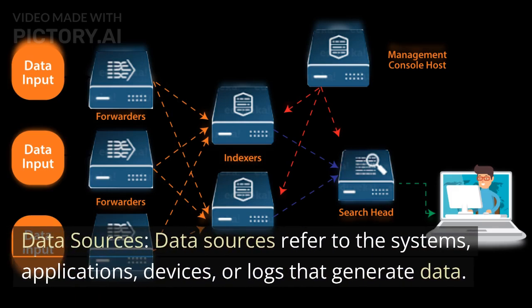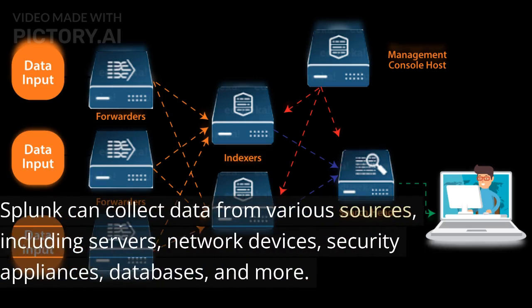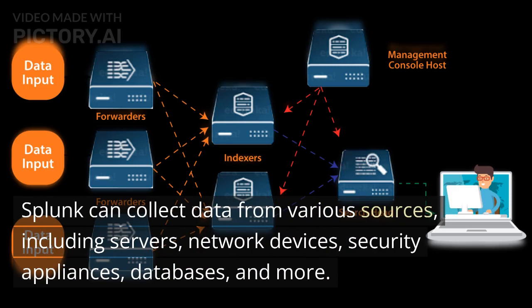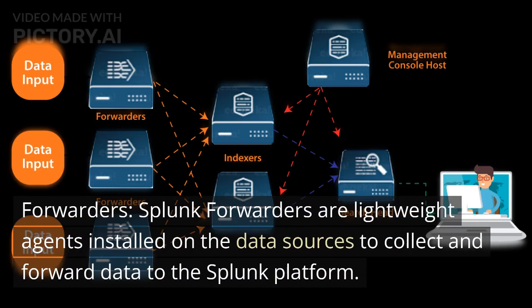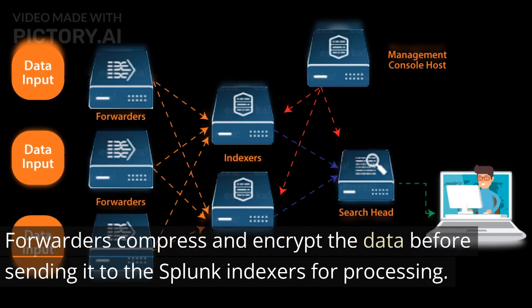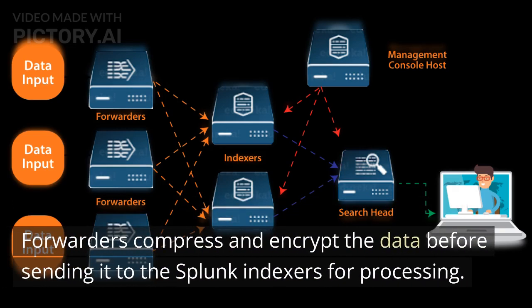Data sources. Data sources refer to the systems, applications, devices, or logs that generate data. Splunk can collect data from various sources, including servers, network devices, security appliances, databases, and more. The data can be in structured or unstructured formats. Forwarders. Splunk forwarders are lightweight agents installed on the data sources to collect and forward data to the Splunk platform. Forwarders compress and encrypt the data before sending it to the Splunk indexers for processing.